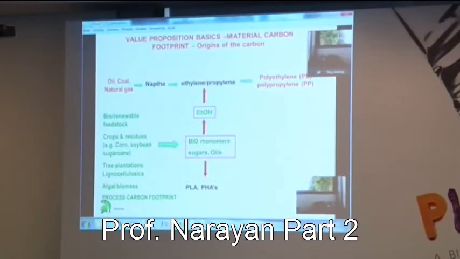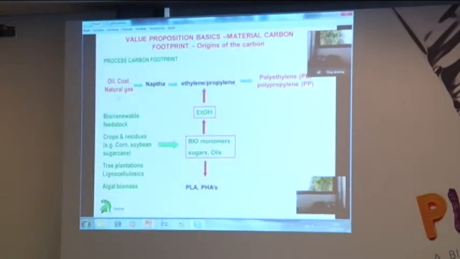Now, what we are talking about here is the process, and this is where some of the confusion arises. The process of converting these feedstocks, which you see on your left-hand side, to a product, polyethylene or polypropylene or PLA, is the process. What is the impact of the environment on the carbon? But what I am saying to you is that the value proposition is not arising from the process.